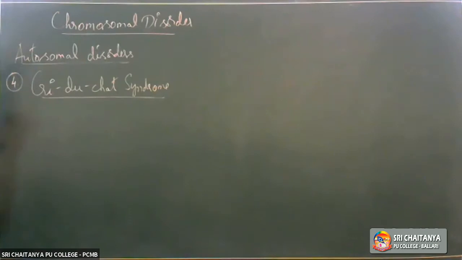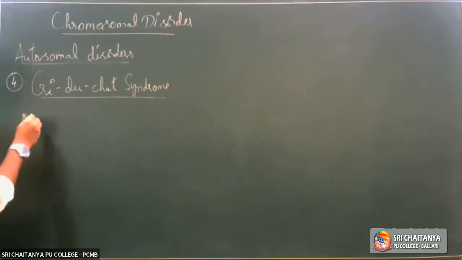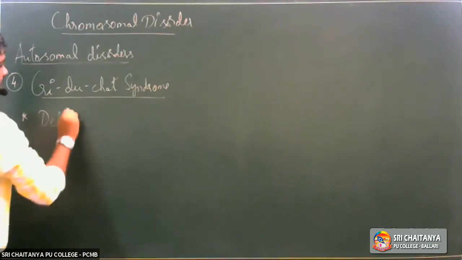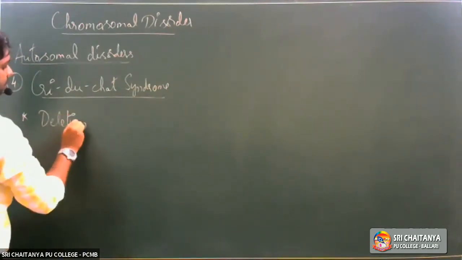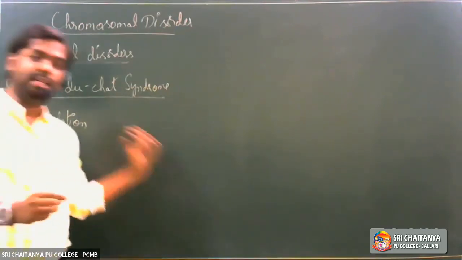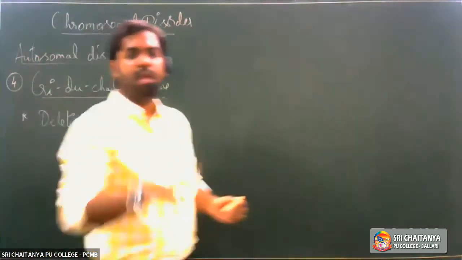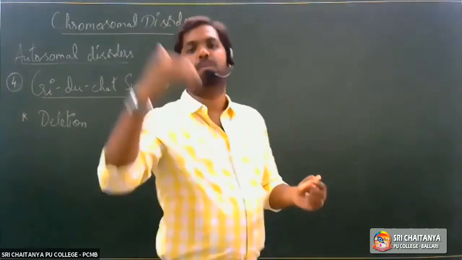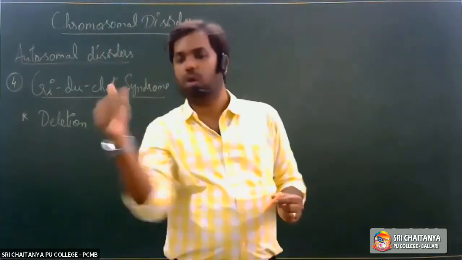So what is this Cri-du-chat syndrome all about? This sort of disorder is mostly because of a deletion type of mutation. So there is deletion happening. I hope all are familiar with the term deletion. So what happens in deletion? A part of the chromosome breaks off from the normal chromosome.